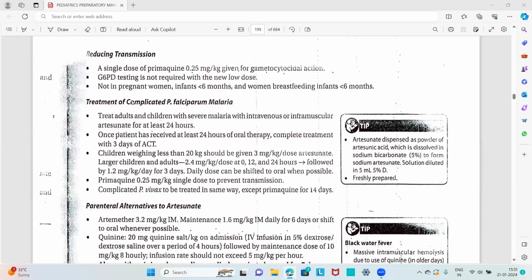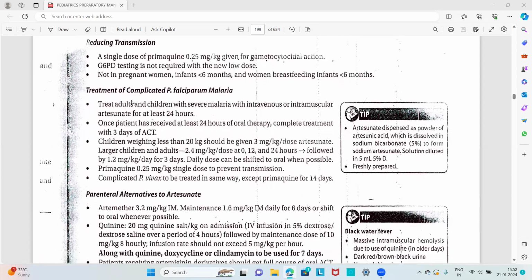For reducing transmission, a single dose of primaquine 0.25 milligram per kilogram is given for gametocidal action. G6PD testing is not required with the new low dose. Not given in pregnant women, infants less than 6 months, and women breastfeeding infants less than 6 months.